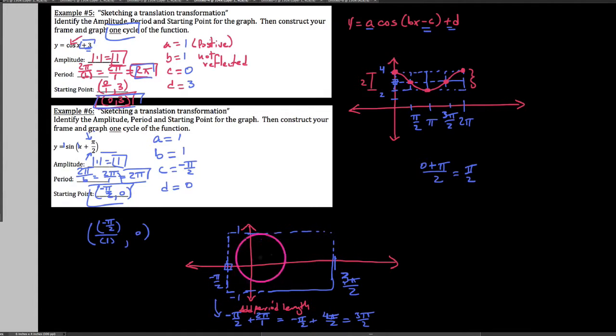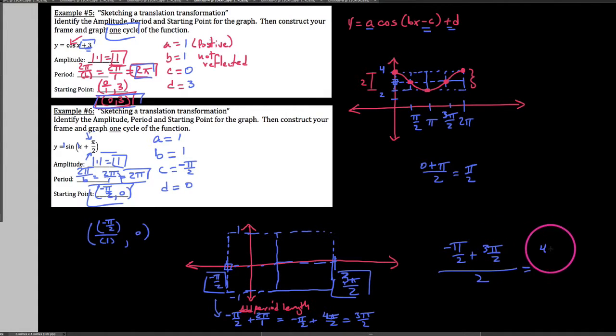And in terms of how we partition this, we always partition it down the middle lengthwise. In the middle here, this is the average of our first x value and our outer x value. So if we average those, negative pi halves plus 3 pi halves divided by 2, we would get 4 pi halves divided by 2, which is the same as 2 pi divided by 2, so we get pi. So halfway between these is just pi.